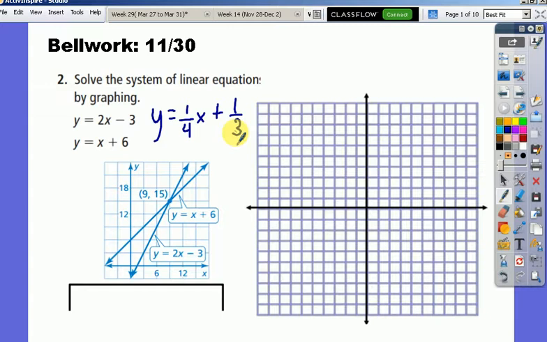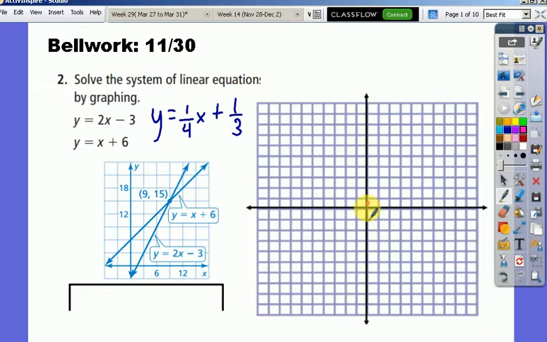Where was your starting point? 1/3. Yeah, 0, 1/3. So that was somewhere here, right? So somewhere right there, right?